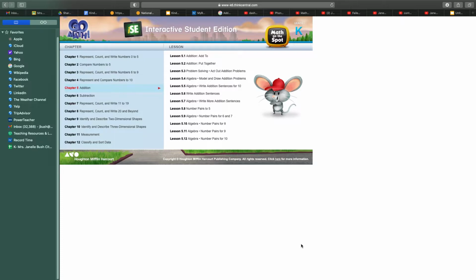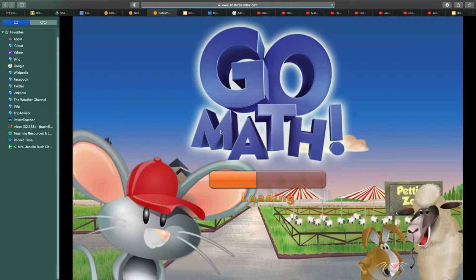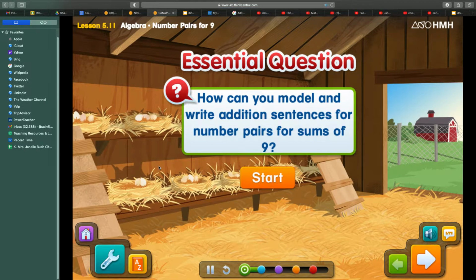Okay, so today's lesson is lesson 5.11, number pairs for 9. How can you model and write addition sentences for number pairs for sums of 9?